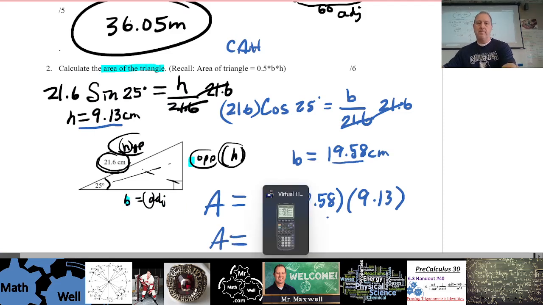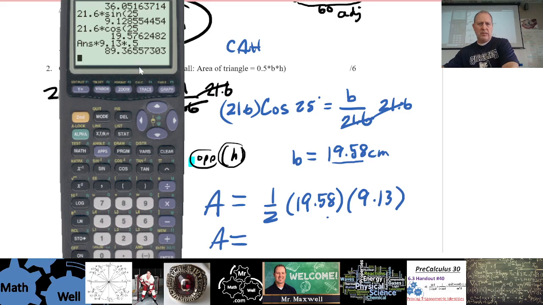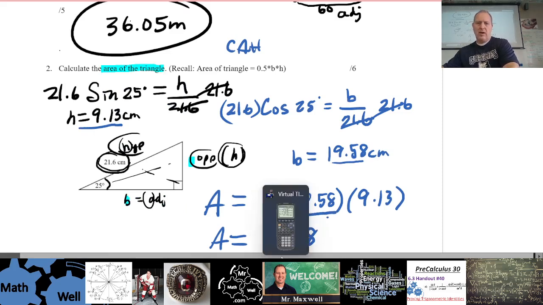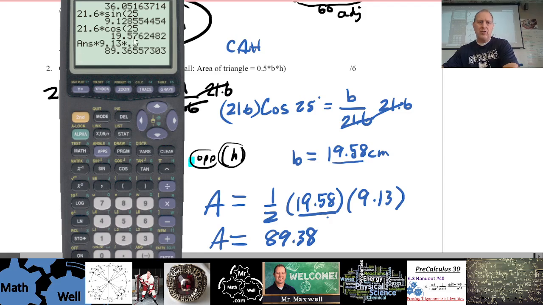So 89 point, you said 38. Cool. And that's what you get if you use just this decimal. You see, on my calculator, I use the full decimal, which you wouldn't have to do. If you did use the full decimals, though, you would still get the answer correct, okay?